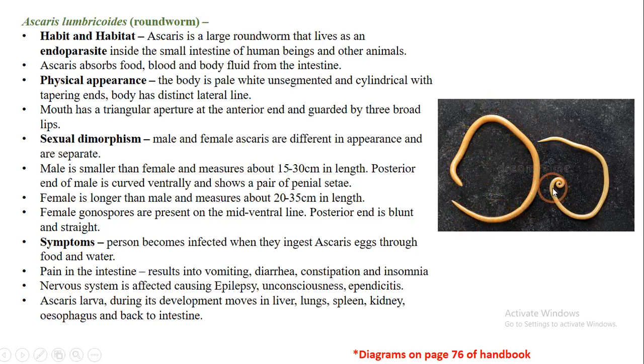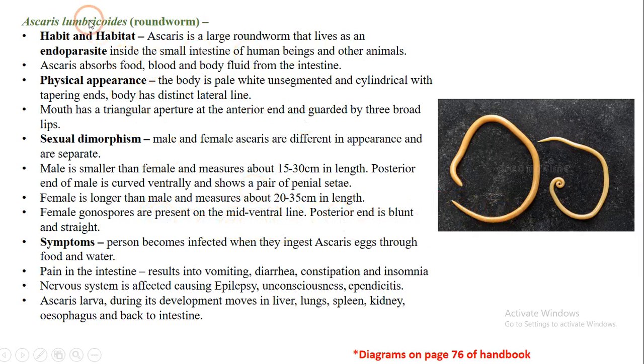The posterior end of the male, as you can see over here, is curved, okay, and it will show a pair of penial setae. The females will have a blunt and straight posterior end, and the female gonopore is present on the mid-ventral line.